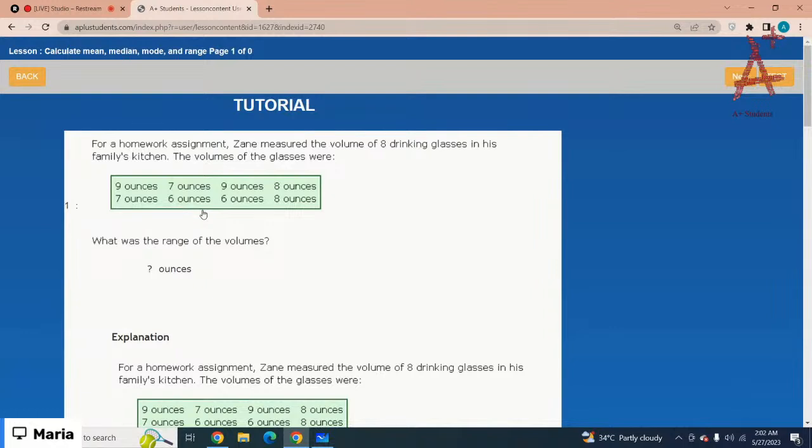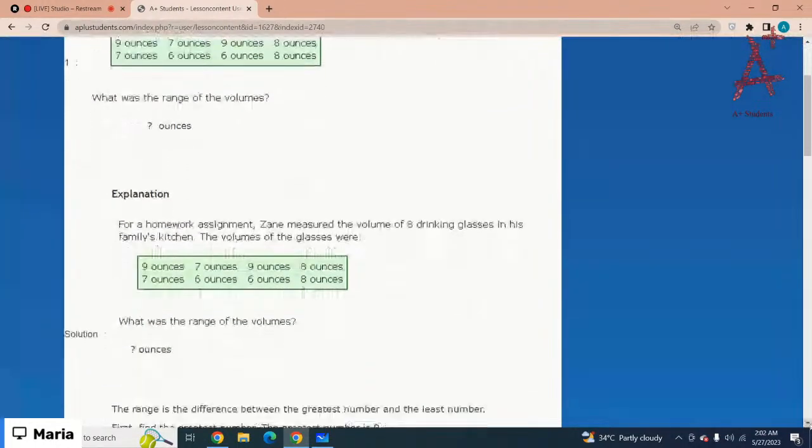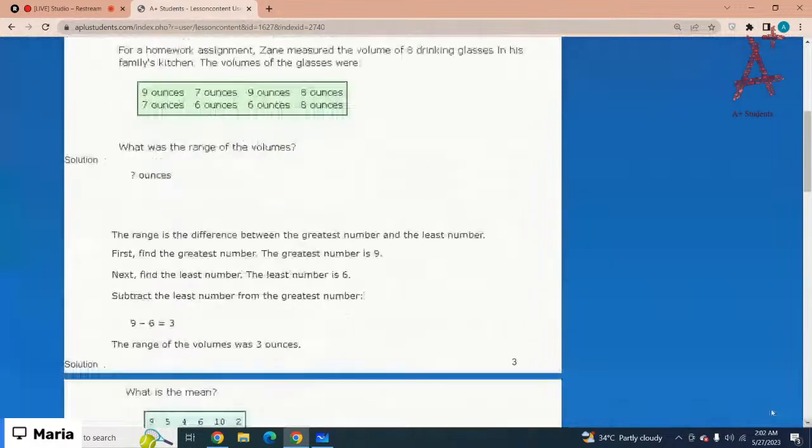Whenever you have to calculate the range of something in the data, you have to find the greatest number in the data and the smallest number in the data. Then you have to subtract the smallest number from the greater one. That's the way you find the range. Here is the definition: the range is the difference between the greatest number and the least number.